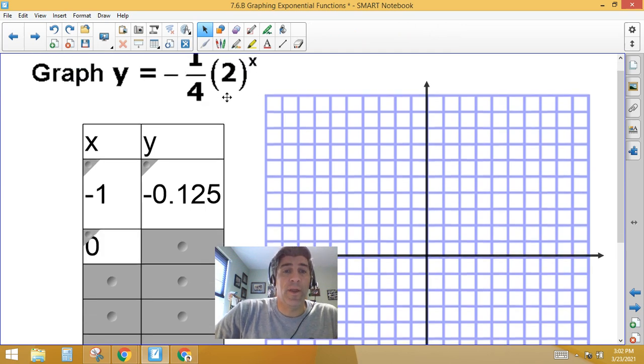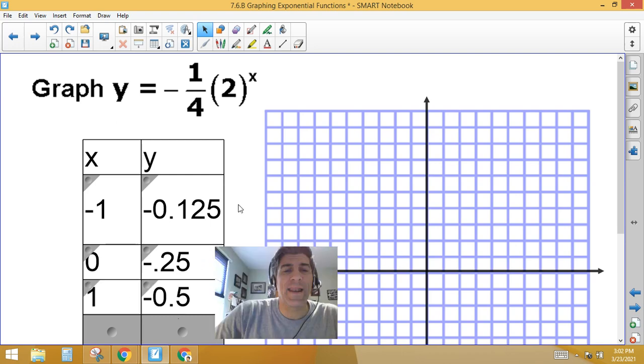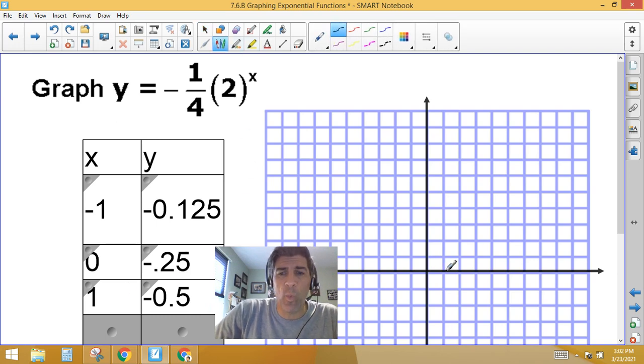If I plug 0 in, 2 to the 0 is 1, times that gives me -1/4. That's even hard to graph. What if I go up to 1? I plug 1 in, I get negative a half. So that's probably the first point I can pretty much graph. When x is at 1, y is at negative a half.